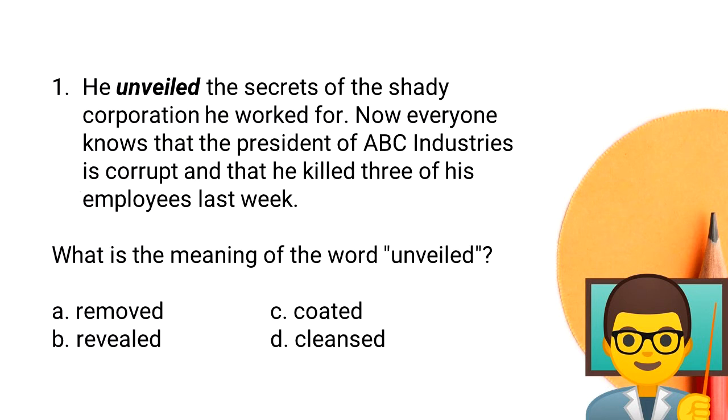Let's start with this question. He unveiled the secrets of the shady corporation he worked for. Now everyone knows that the president of ABC Industries is corrupt and that he killed 3 of his employees last week. What is the meaning of the word unveiled? A. Removed. B. Revealed. C. Coated. Or D. Cleansed. This is a pretty unnerving question, so you get 10 seconds to answer. Remember that you can pause the video to give yourself more thinking time. Well, timer starts now.